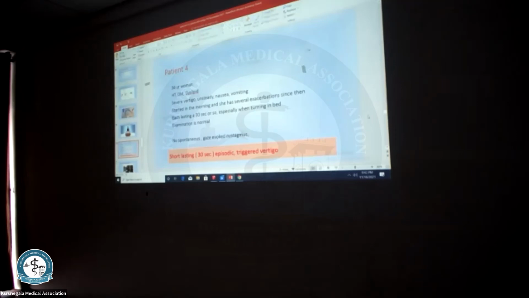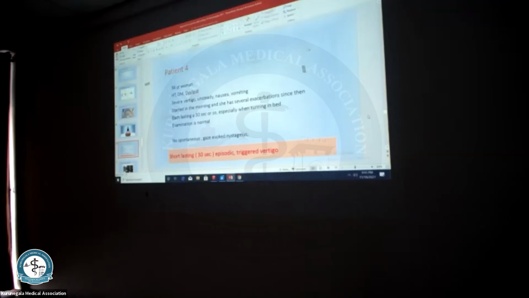So, a 56-year-old woman, diabetes, hypertension, dyslipidemia, severe vertigo, unsteady, nausea, and it started in the morning. She has had several exacerbations since then, each lasting 30 seconds, especially when turning in bed. Examination when seated is normal. No spontaneous nystagmus or gaze-evoked nystagmus, so it is normal. So in BPPV, especially of the posterior canal, when you examine the patient seated, it will be normal. If the patient stays still, the patient will be symptom free.